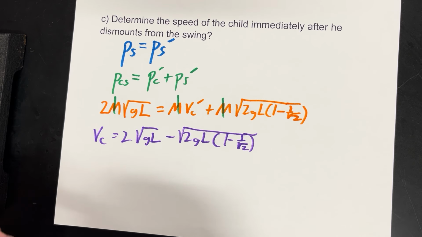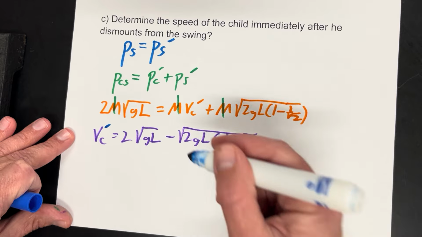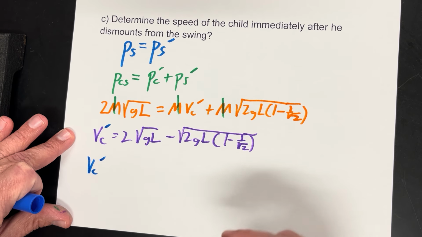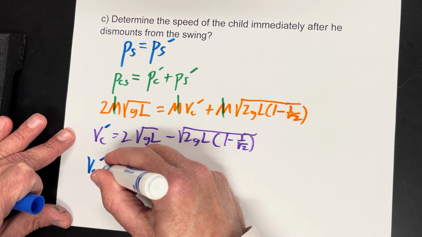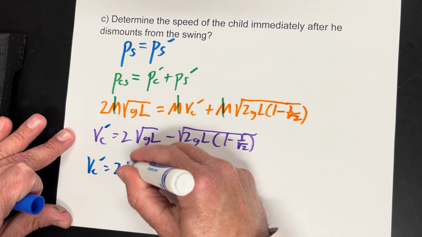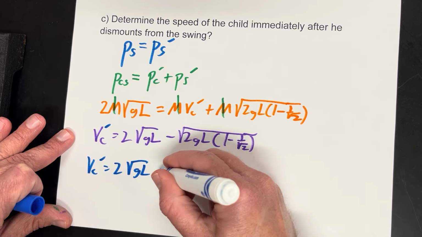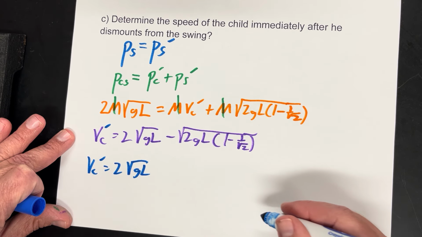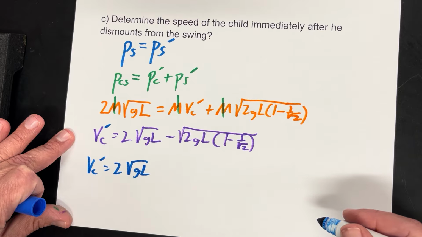I've got to clean this up a little bit. So let's put a little prime there, by the way, for afterwards. Let us write it like this. So this is going to be 2 square root of gL. I'm not going to mess with that. But here, what I'm going to do is write it in this fashion.